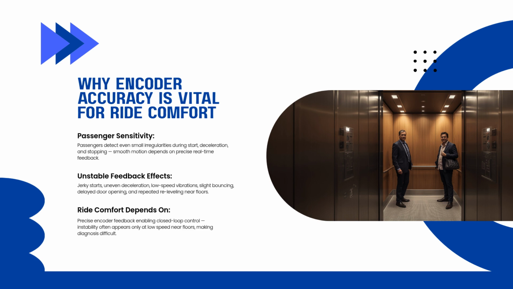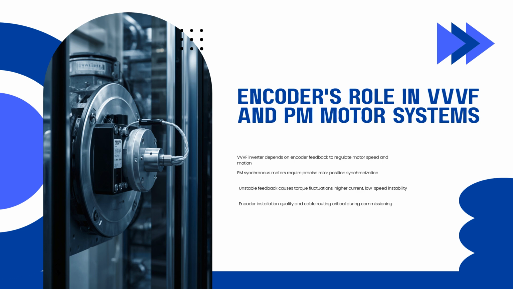Why encoder accuracy affects ride comfort. Elevator passengers are very sensitive to irregular motion. Even small changes during startup, deceleration, or final stopping can be noticeable. If encoder feedback is unstable, the elevator may begin making repeated corrections near floor stops. Passengers may feel this as jerky startup, uneven deceleration, low speed vibration, slight bouncing during leveling, delayed door opening, or repeated leveling after the doors open.